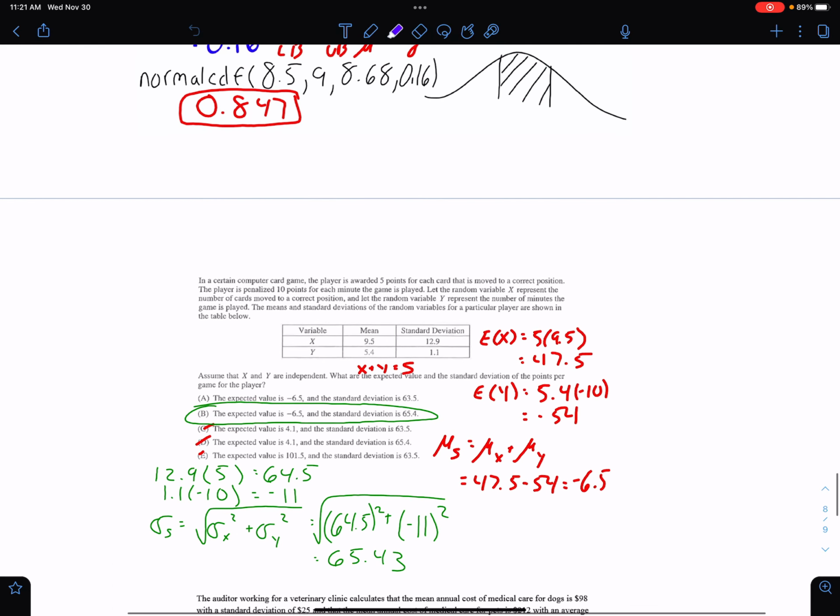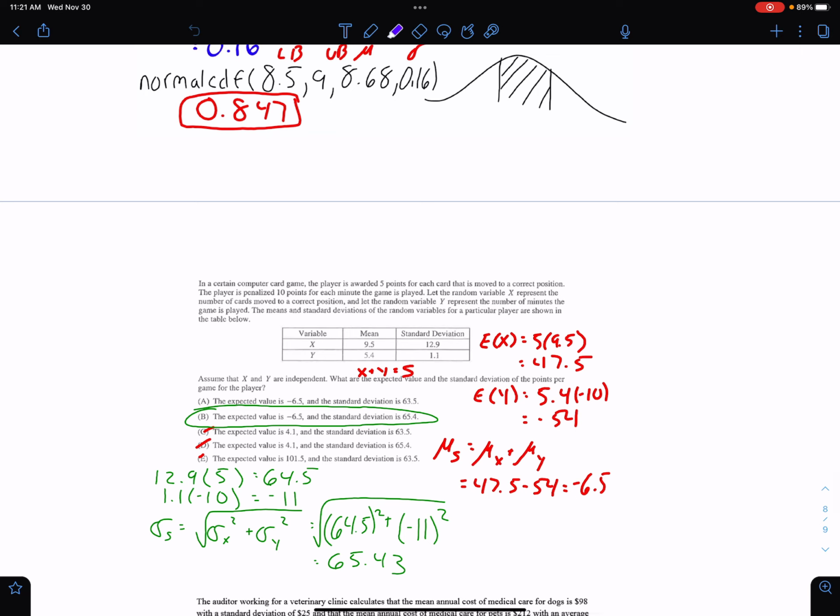For this first one, it's all about what is the expected points per game. So it's not asking us for the moves per game. It's asking us for the points per game. But this information is in number of minutes, minutes per game. So we have to convert that into points per game. In the card game, a player is worth 5 points for each card that is moved to a correct position, and is penalized 10 points for each minute. So X is the moves, Y is the minutes being used.